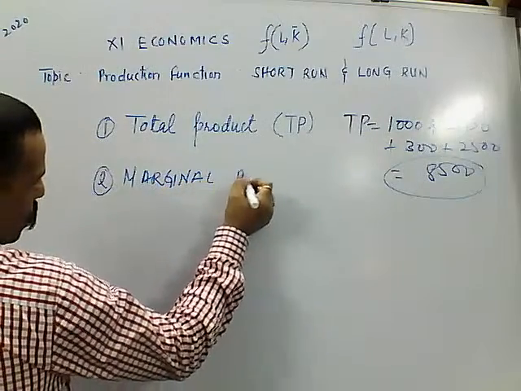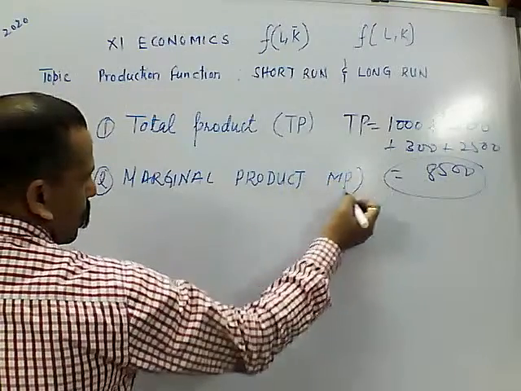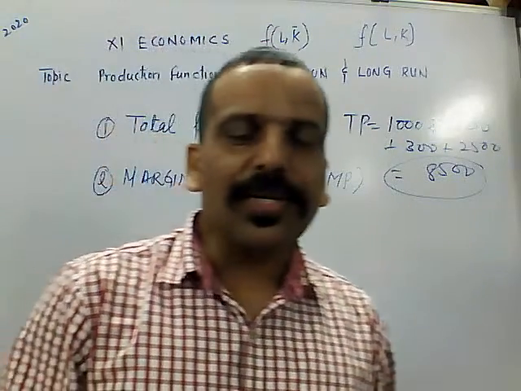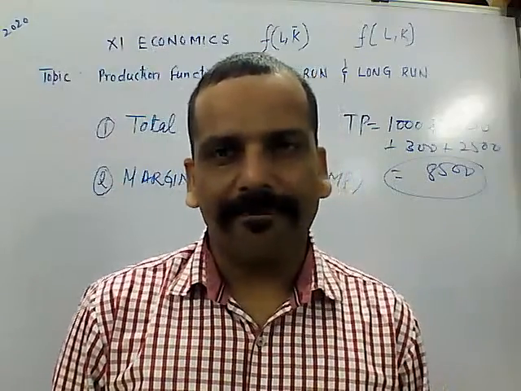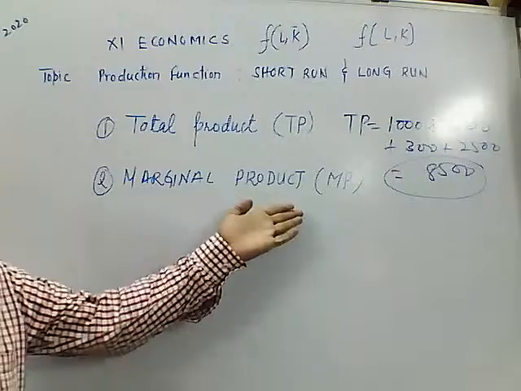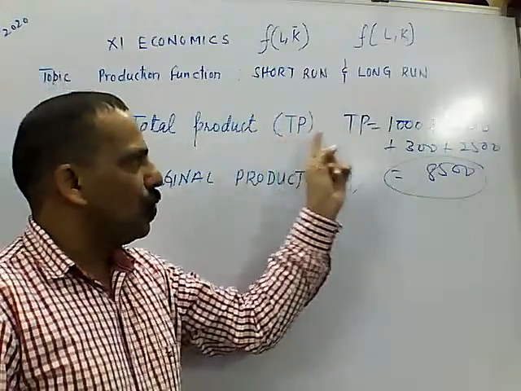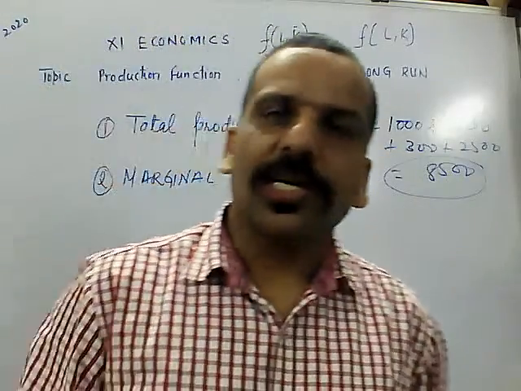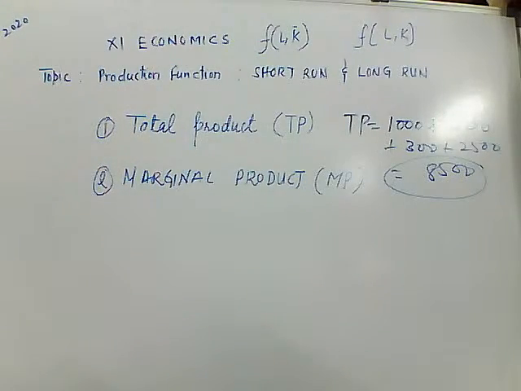Point number 2, marginal product, MP. MP stands for marginal product, like marginal utility, I told you. So marginal product is the change in the total product. Marginal product means the change in the total product when one more unit of the factor of production is hired, recruited, or deployed.